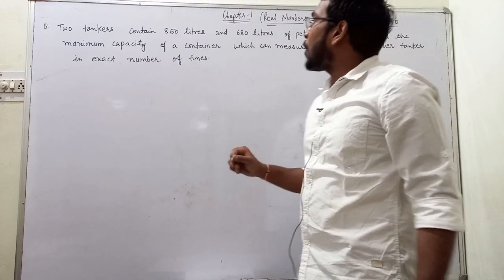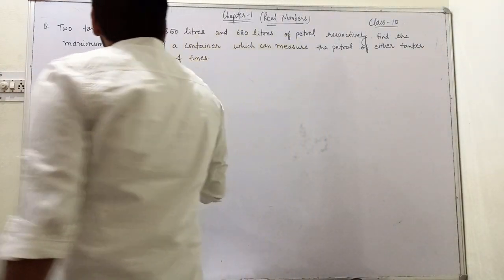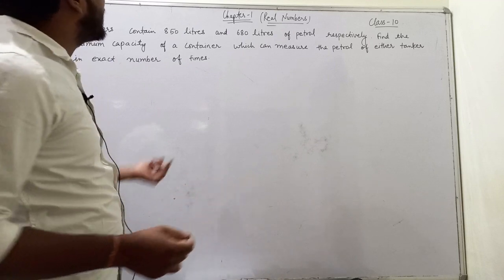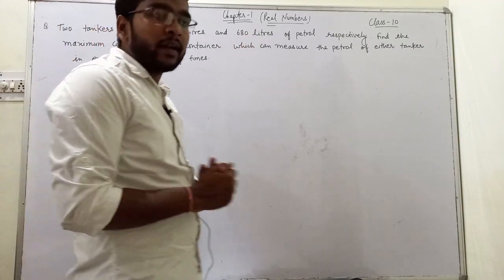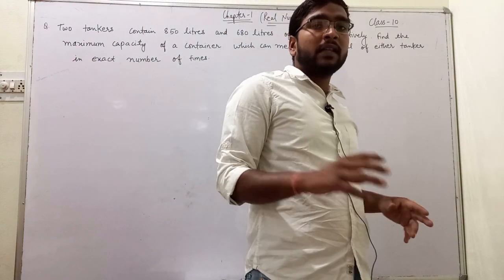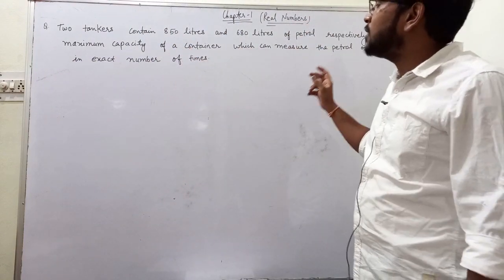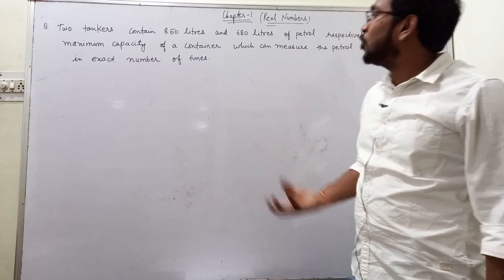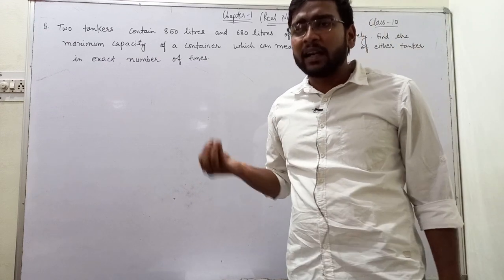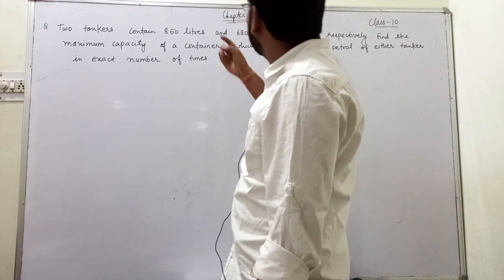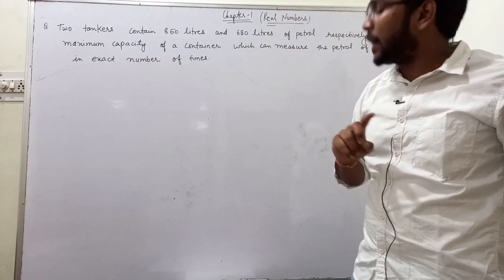Now look at this problem. In this problem, we have 2 tankers having the capacity 850 liters and 680 liters of petrol. We need to measure them one by one, and we are asked what should be the capacity of the container that we use to measure the quantity of both these tankers.